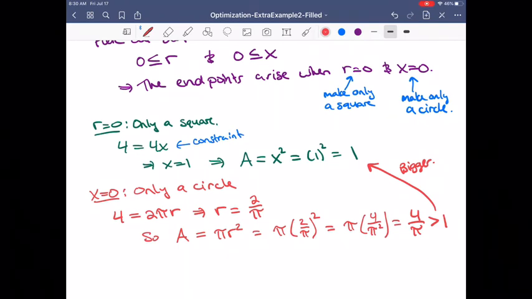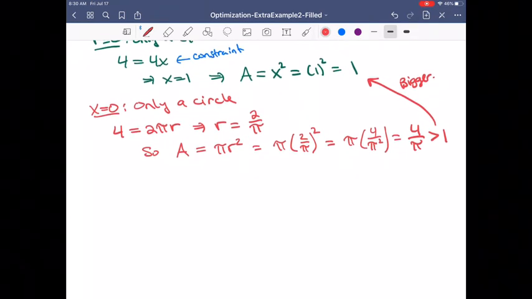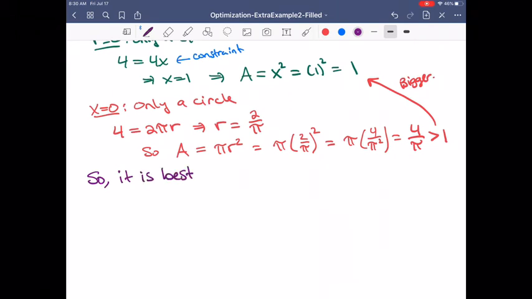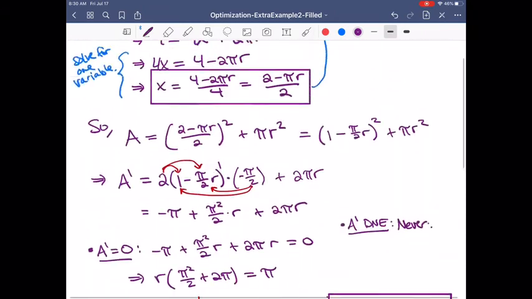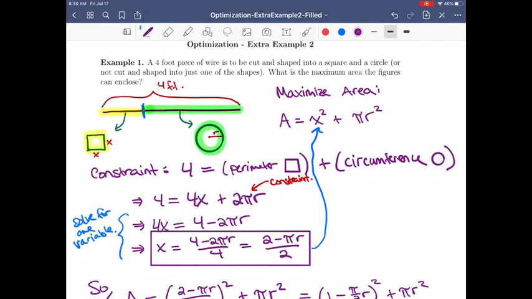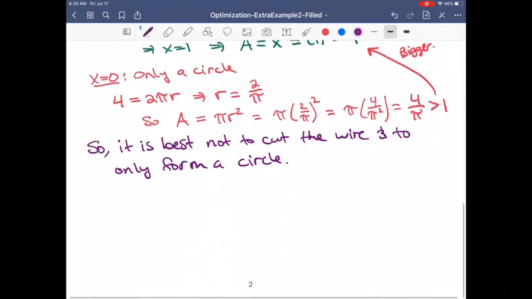So that means it is best not to cut the wire and to only form a circle. Now what was the question asking? To make sure we answer it, what is the maximum area? So we actually want the maximum area.